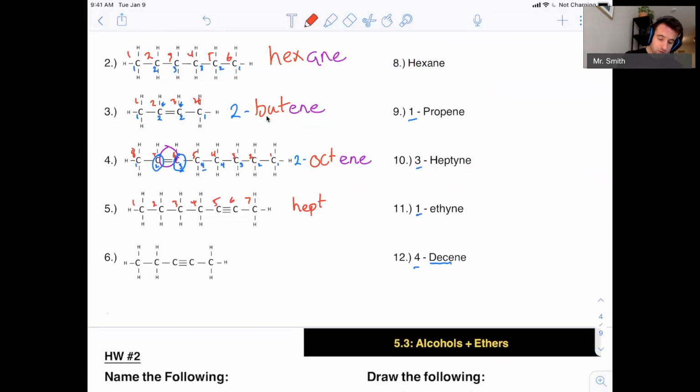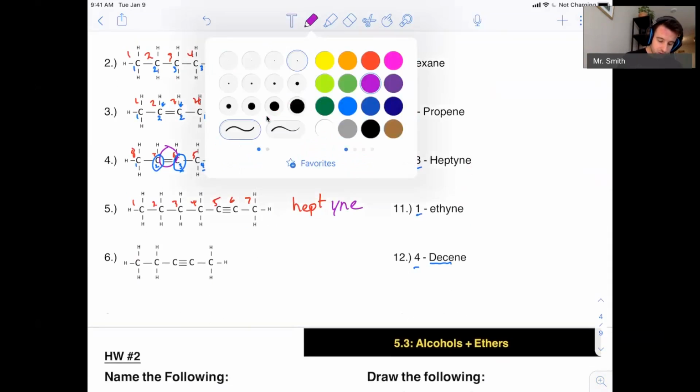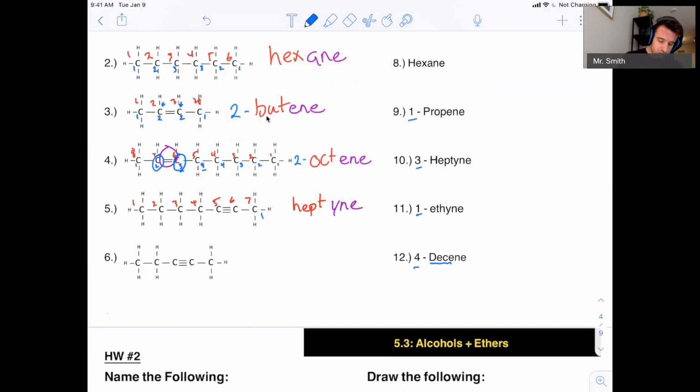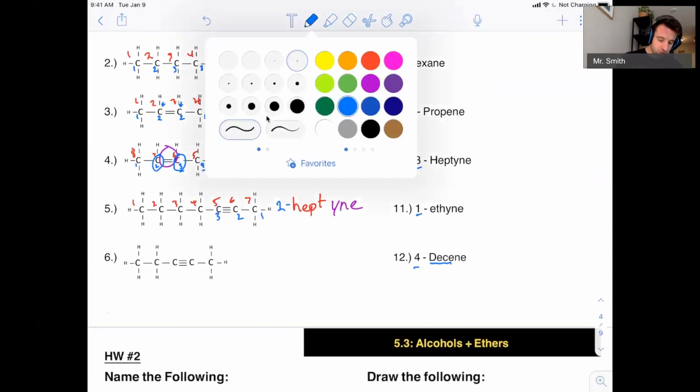We've got a triple bond. So for triple bonds, we use YNE. And then it looks like here it's between the second and the third carbon. So we would call this 2-heptyne for that one. Moving on to the next problem.